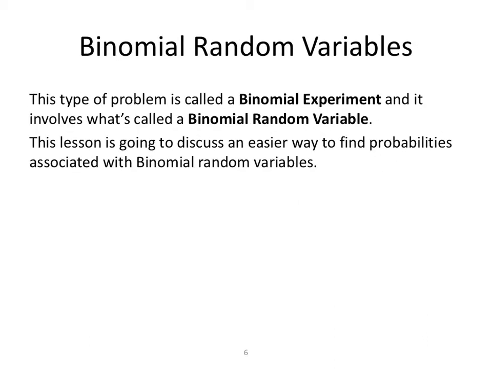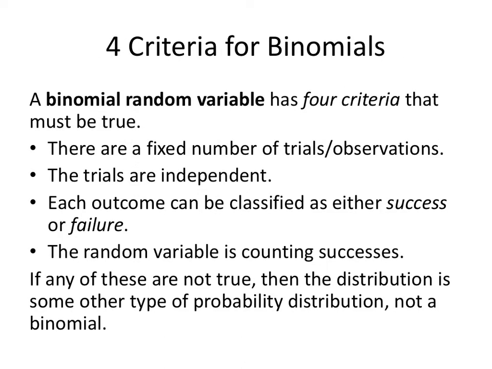So this type of problem is called a binomial experiment, and it involves what's called a binomial random variable. This lesson is going to discuss an easier way to find probabilities associated with binomial random variables. A binomial random variable has 4 criteria that must be true. There are a fixed number of trials or observations. The trials are independent. Each outcome can be classified as either a success or failure. The random variable is counting successes. And if any of these are not true, then the distribution is some other type of probability distribution, not a binomial distribution.